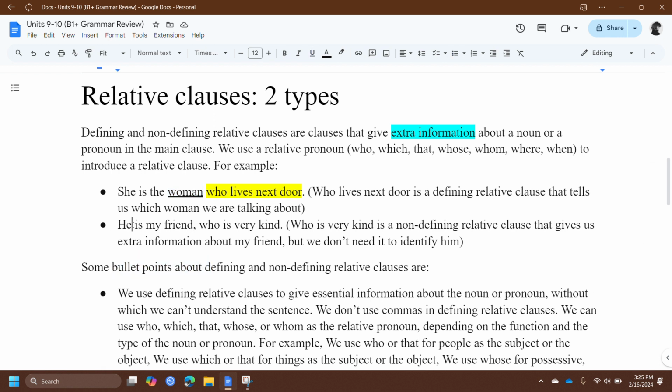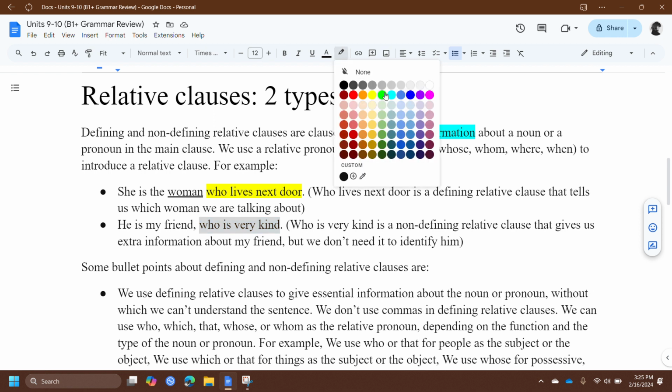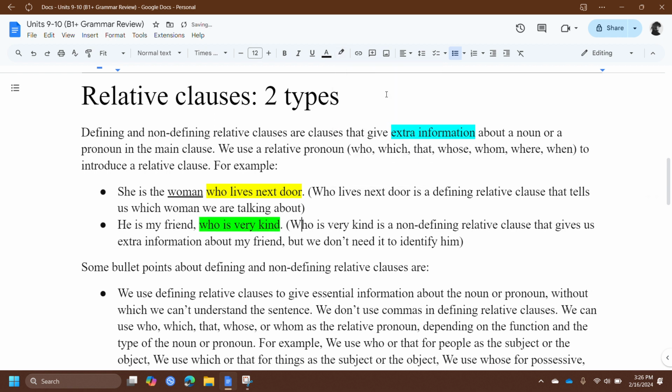Okay, and example two, he is my friend, who is very kind. So now, who is very kind? If I just go and highlight it, who is very kind is now a non-defining relative clause that gives us extra information about my friend, but we don't need it to identify him because everyone knows my friend, or at least I do, and the listener does. Okay, so let's just talk about it in more detail.